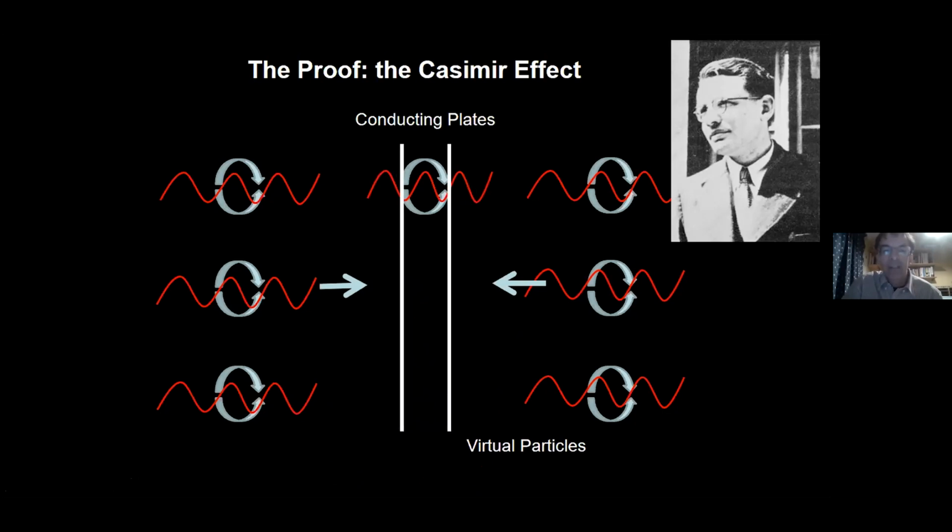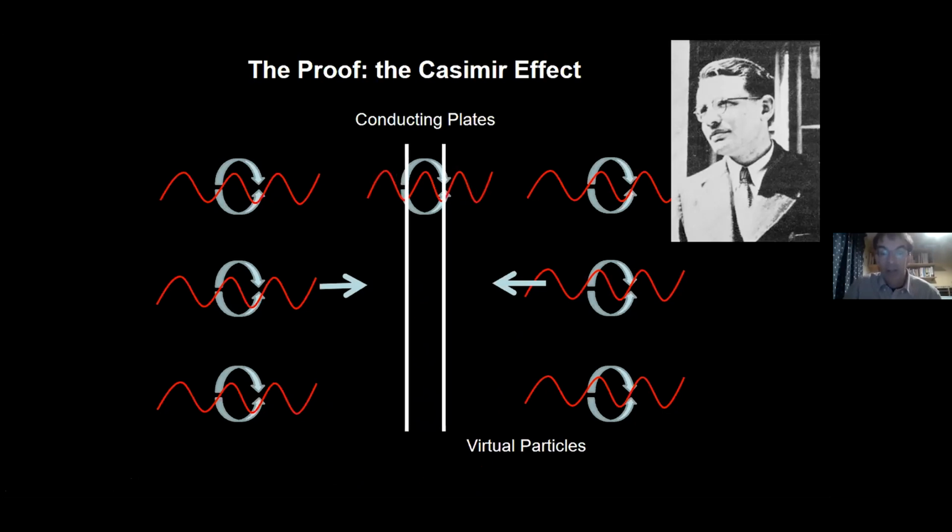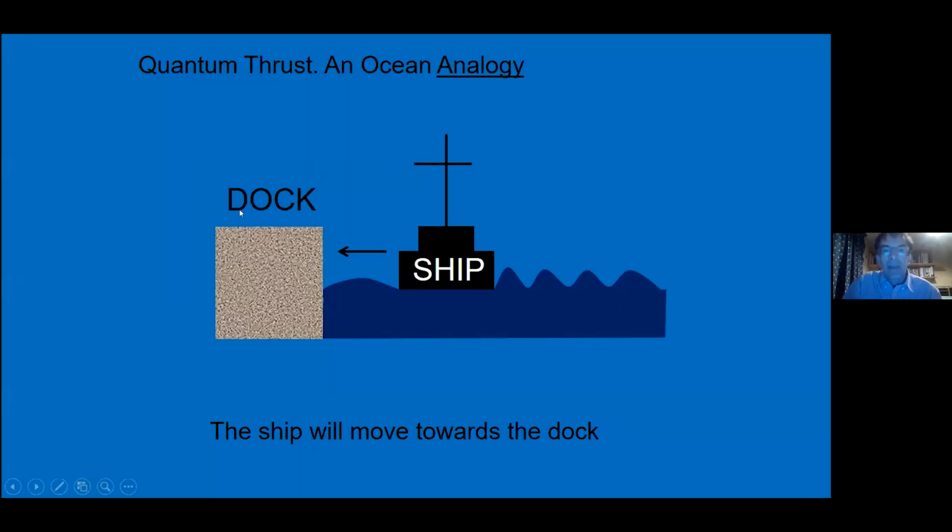And this is called the Casimir Effect, and it has been well observed now. It was observed first in 1996. Okay, so it seems that on the smaller scale, space is a bit like the ocean. So I'm going to try and present you a simple analogy now.